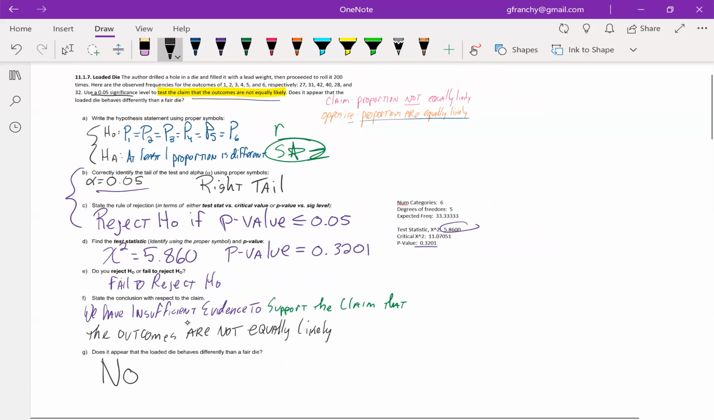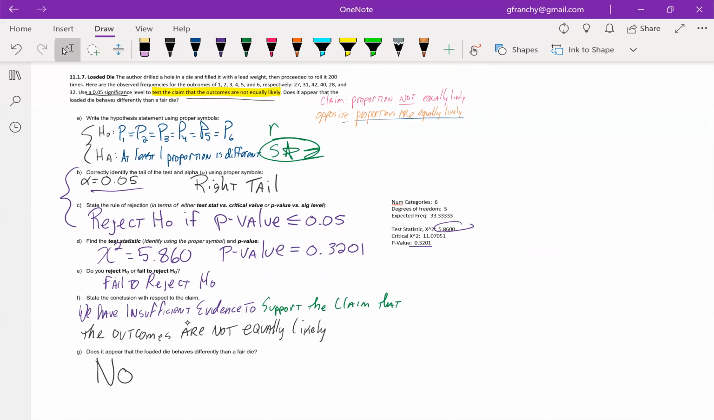Now, he rolled it 200 times. Would that change maybe if he rolled it 1,000 times, if he rolled it more times? It might. But when we go through and do this, we work with the data that we have, we work with the sample that was taken, and our sample here says that the results that we got were consistent enough with what we'd expect from a population generated by a fair die.